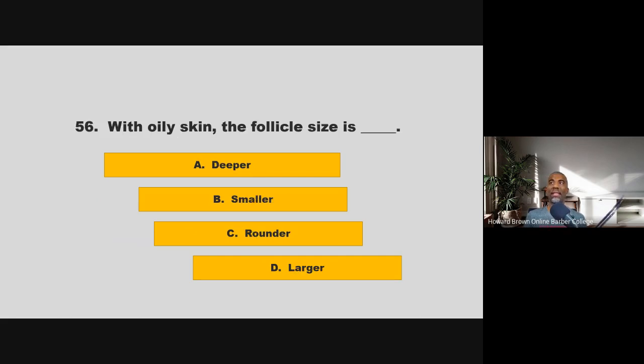With oily skin, the follicle size is blank. Is it deeper, smaller, rounder, larger? If you chose D, larger, you are correct.